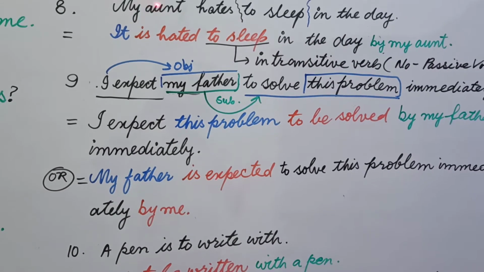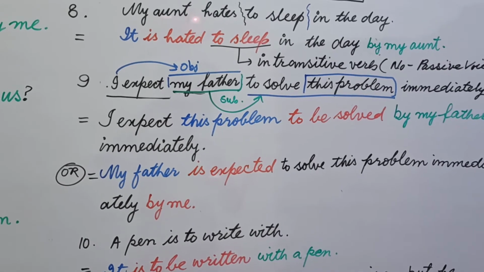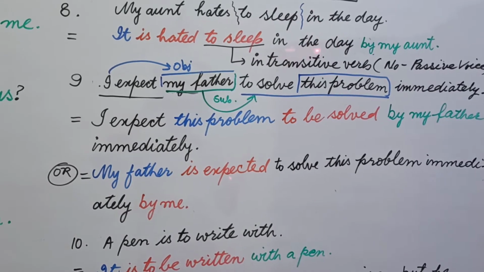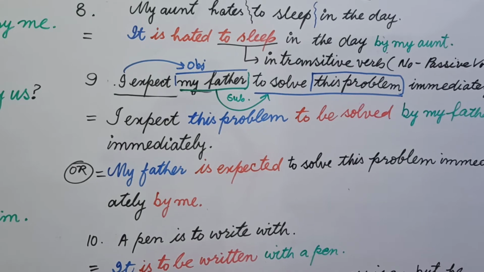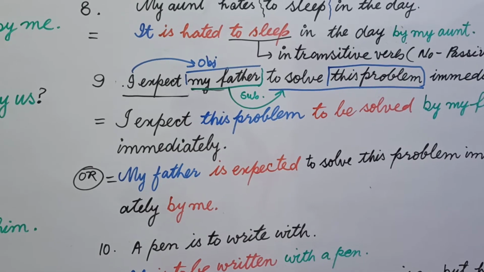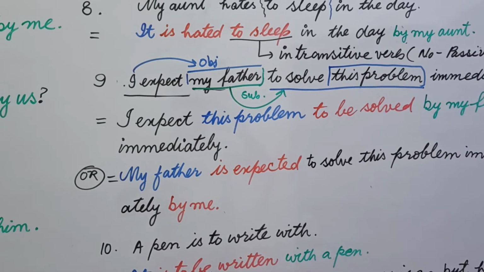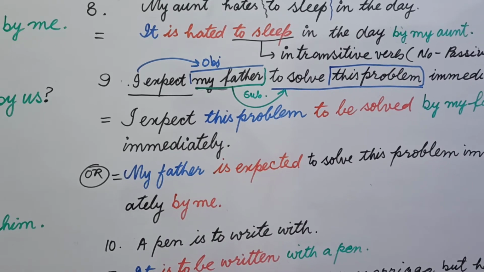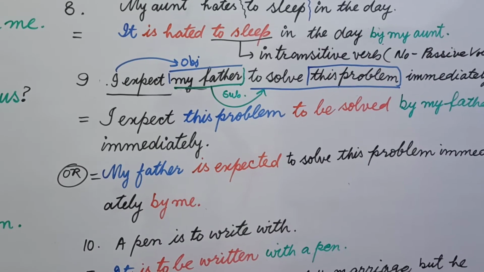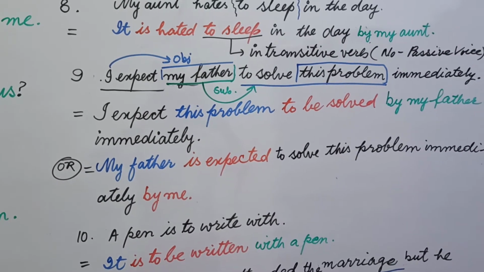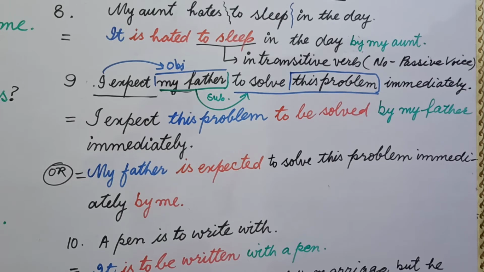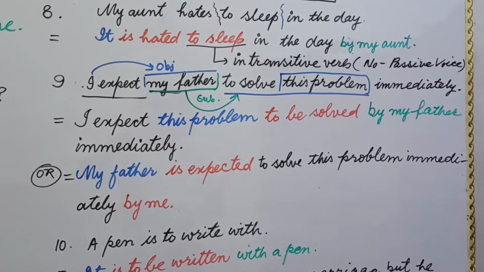Now I transformed the first part, which is based on the main verb, into passive voice, and I didn't change the last part into passive voice because there is no object. So you see, whenever you don't have any object but your verb is transitive, you can use "it" on your own, at the beginning in the place of the subject. So now my answer is, "It is hated to sleep in the day by my aunt." Now let's see example number 9. This example is based on finite and non-finite verbs, and we can change both the parts into passive voice.